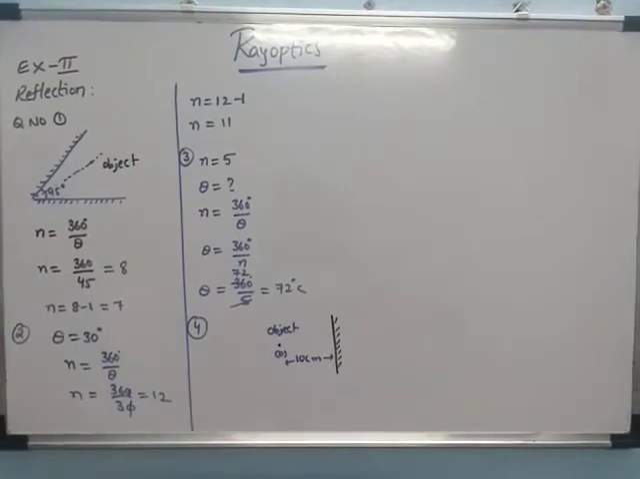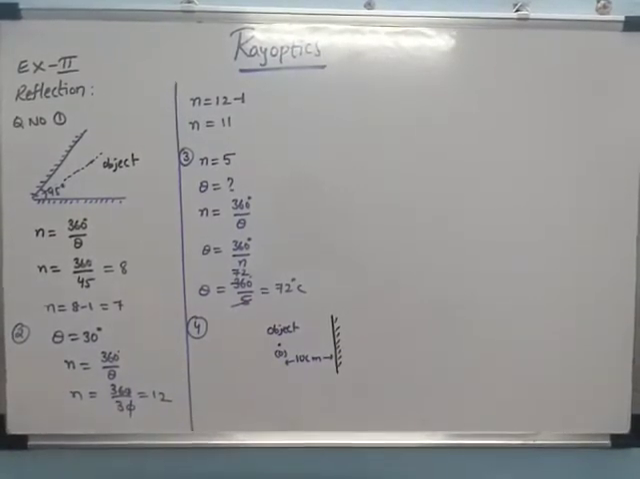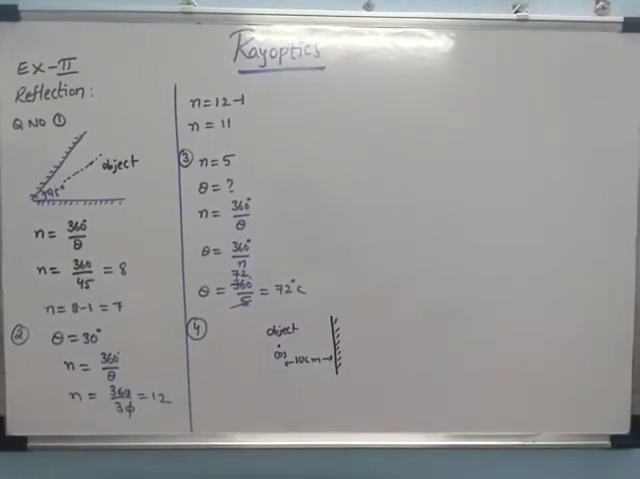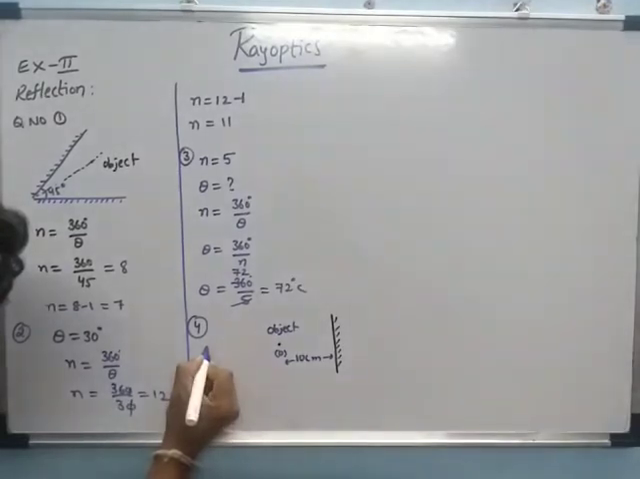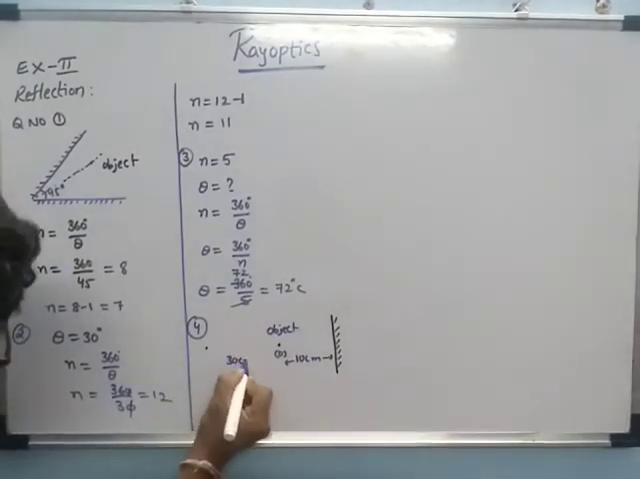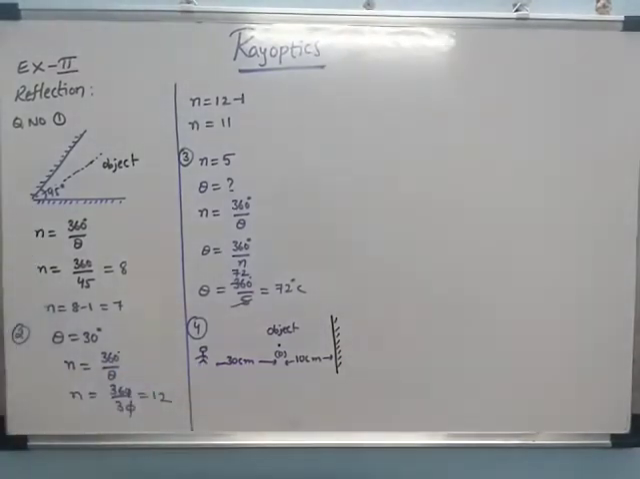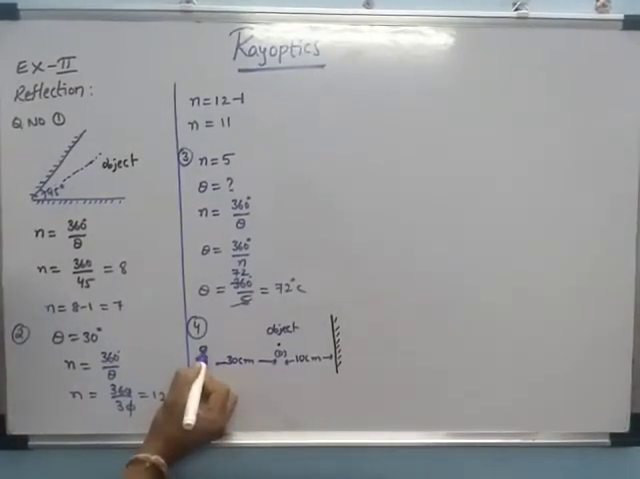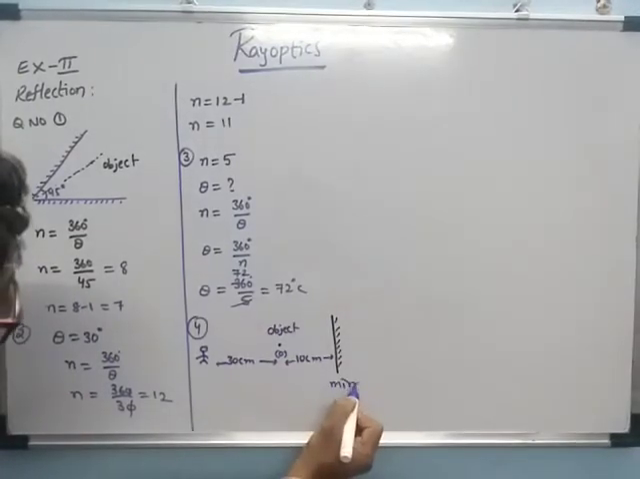Now a person stands behind the object, 30 centimeters from the object. This is the person. Now look at the eyes, which focus on the mirror.